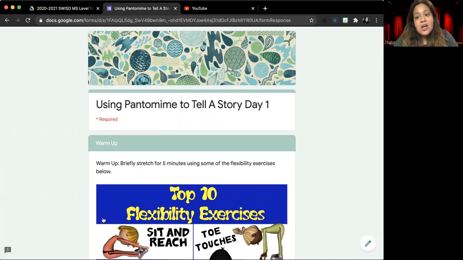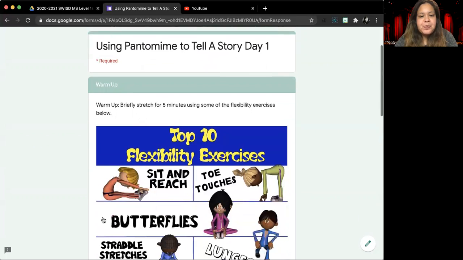When you click next, our warm up for the day will be to do some of the stretches that we've been practicing throughout this time that we've been working on pantomime. This is your opportunity to get up and move around a little bit because in this lesson, you are going to be doing a lot of mental work, some typing and writing. And so this is a great time to use this break to get up, get your blood pumping a little bit, and get your mind ready for what you're about to do.